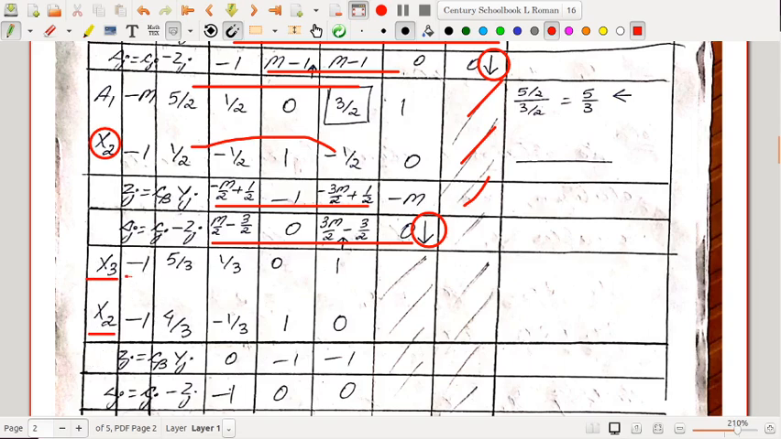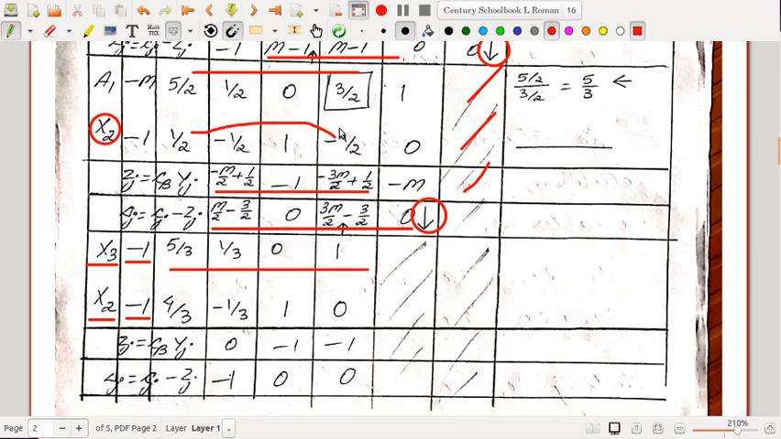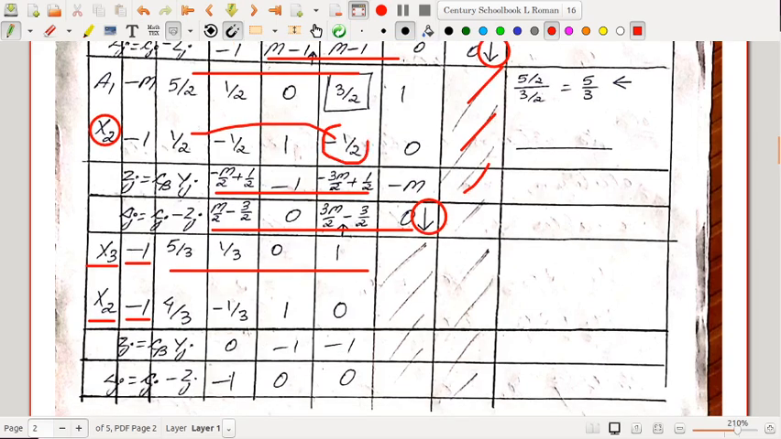So the costs are put here. Then you have to divide by this key element. So it's 5/3, 1/3, 0, 1. Then we have to make this particular entry 0. This minus half we have to make it 0. So how to make it 0? R2 changes to R2 plus half times R1. That way we can make it 0.